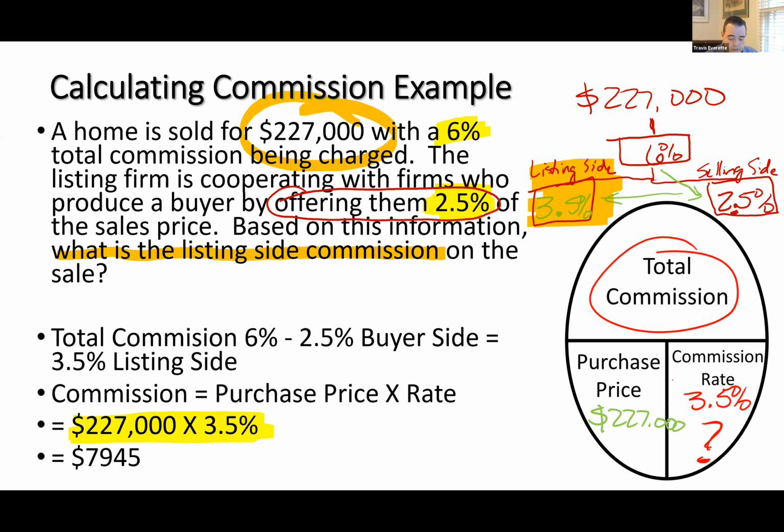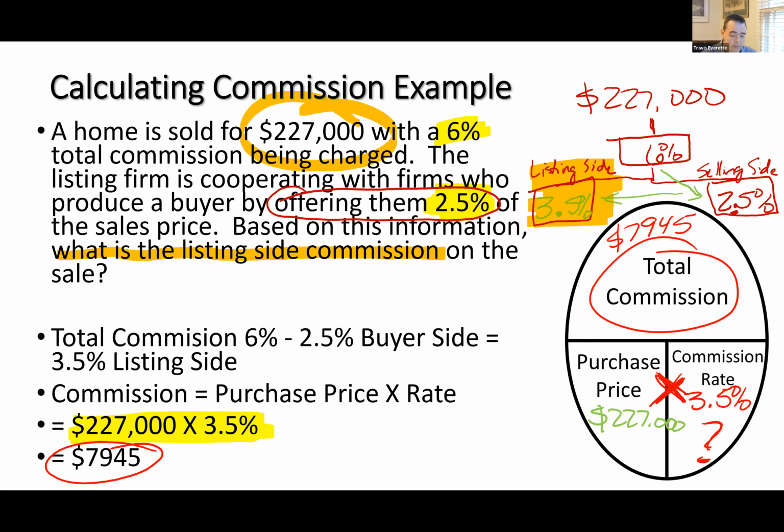Now I have two things filled into the T-bar. I'm ready to do some math. Those two things are side by side. So I'm going to type 227,000 times 3.5%. That's $7,945 in total commission.